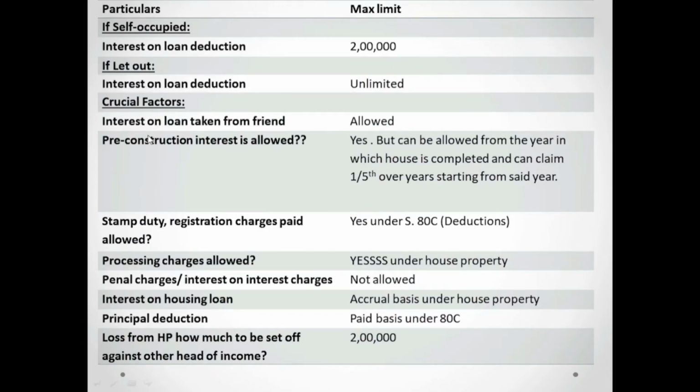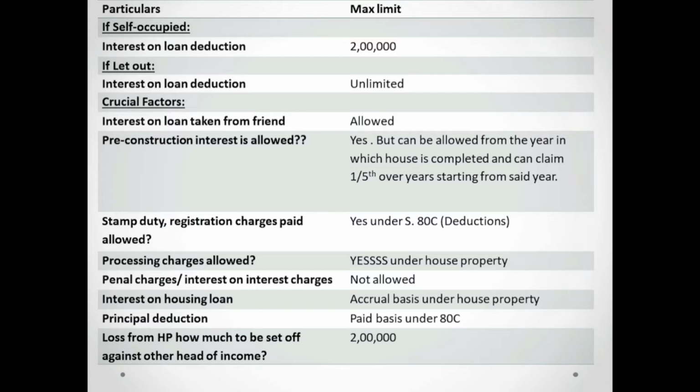Next, will the interest on loan taken from a friend be eligible? Yes, it will be eligible, but if you are paying the principal of the loan, that will not be eligible. Only the interest on loan will be eligible, because the principal portion will be covered under section 80C, and that necessarily requires you to have taken it from the housing bank or the financial institutions.